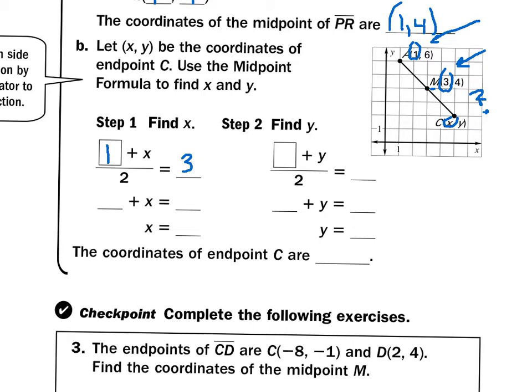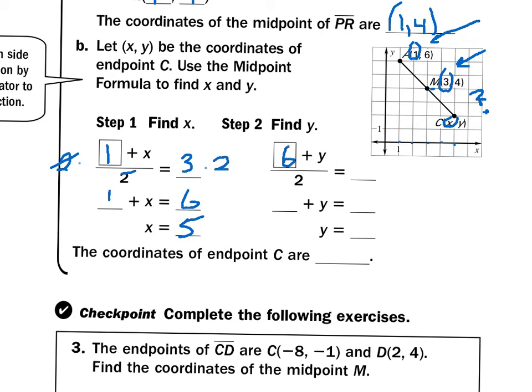Now, how can we figure this out? Well, let's multiply both sides by 2 to get rid of the 2 fraction denominator, like that. So now we have 1 plus x equals 6. And what plus 1 equals 6? 5. And I can check that by looking at my line and saying 1, 2, 3, 4, 5. Is that about x over? Yeah, sure.